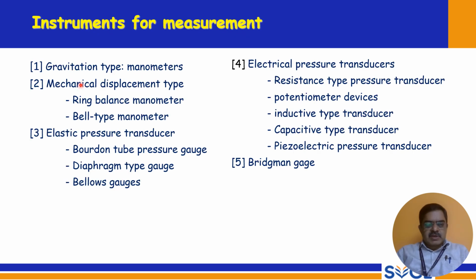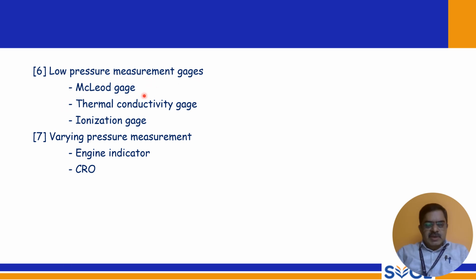Instruments for measurement: gravitation type manometers, mechanical displacement type ring balance manometer, bell type manometer, elastic pressure transducer, Bourdon tube pressure gauge, diaphragm type gauge, bellows gauge, and electrical pressure transducers, which are resistance type pressure transducers, potentiometer devices, inductive type transducer, capacitive type transducer, piezoelectric pressure transducer, and Bridgman gauge. So these are the different types, and we have a few more. These are the low pressure measurement gauges: McLeod gauge, thermal conductivity gauge, ionization gauge. For varying pressure measurement, engine indicator and CRO, the cathode ray oscilloscope, are also used to measure pressure.